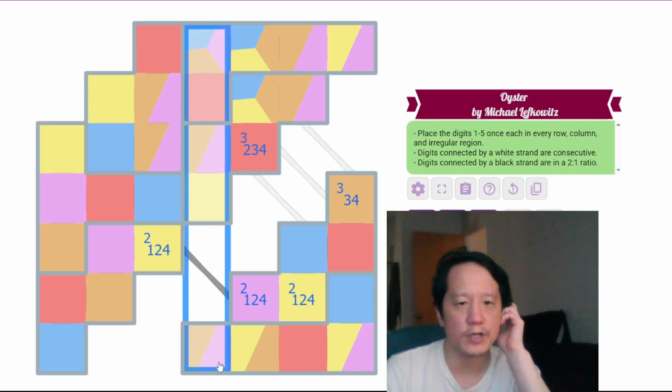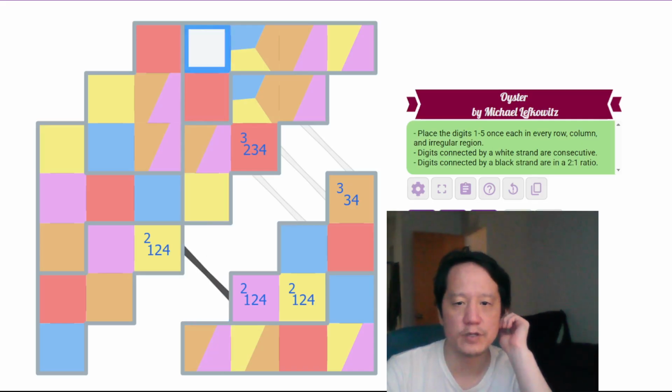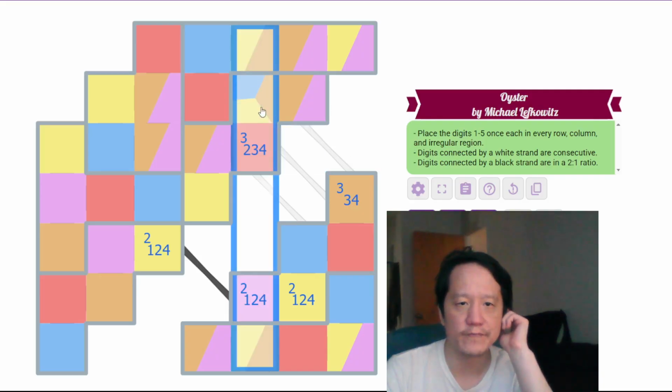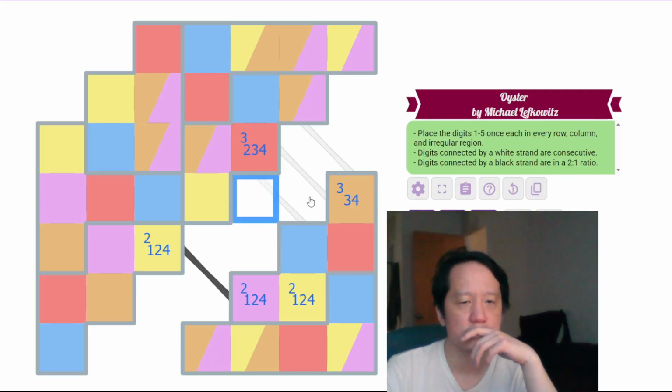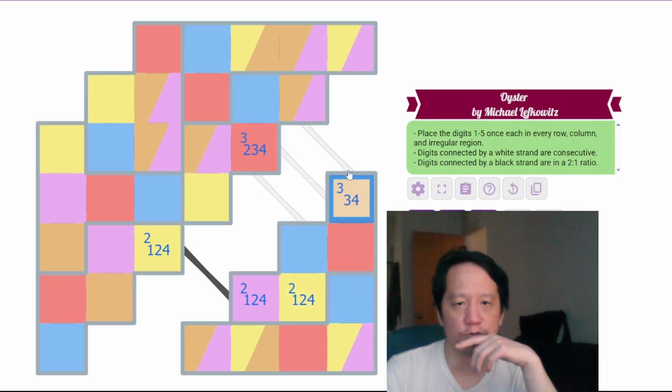Where is blue in column 4? It must be here. So this is blue, which eliminates blue here. Where's blue in column 5? It must be here. This is orange, pink as a pair. This is consecutive with orange, so this cannot be orange. It's pink, which means this can't be pink. It's orange, which means this can't be orange. It's pink. No pink here.